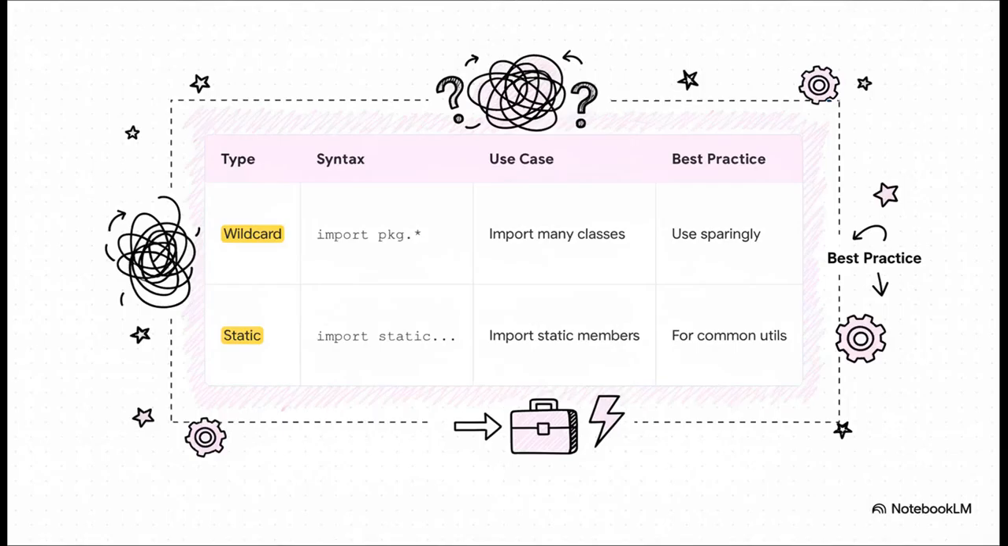This just gives us a quick guide to a couple of other import types. We already talked about the wildcard import. It's useful, but best practice is to use it sparingly because it can sometimes make your code a little confusing. A static import is a bit different. It lets you import static methods and fields directly. This means you can call them without having to type the class name every time. It's perfect for things like math functions or logging utilities you use all over the place.